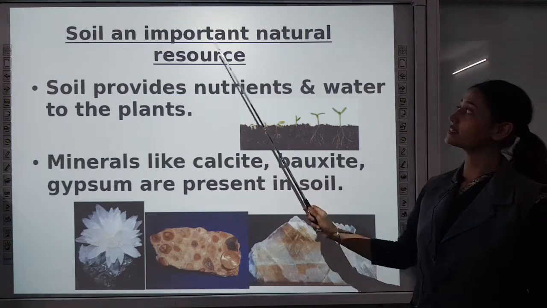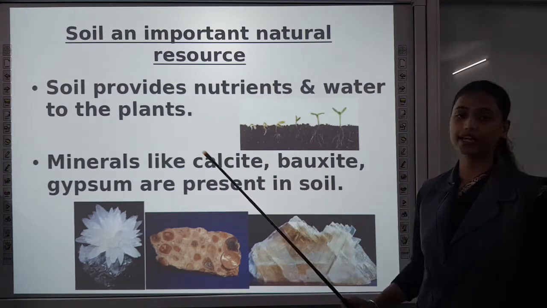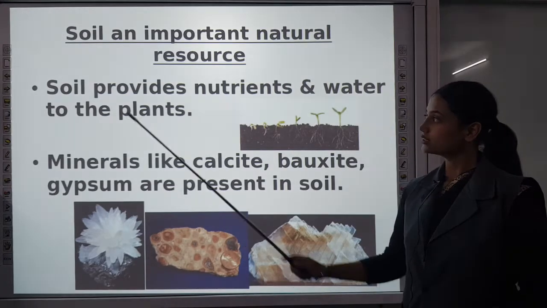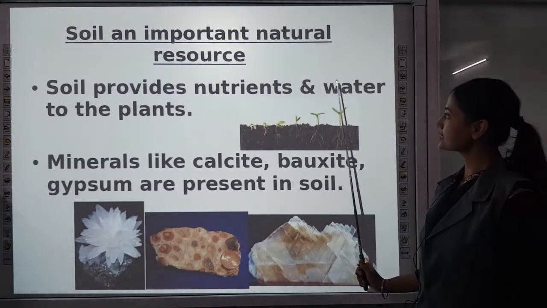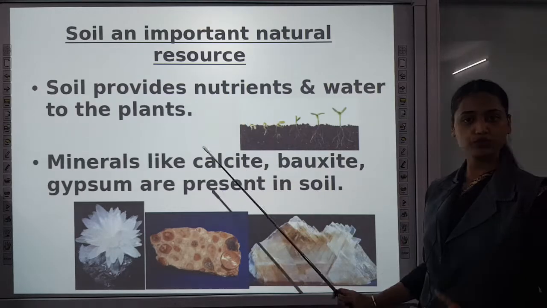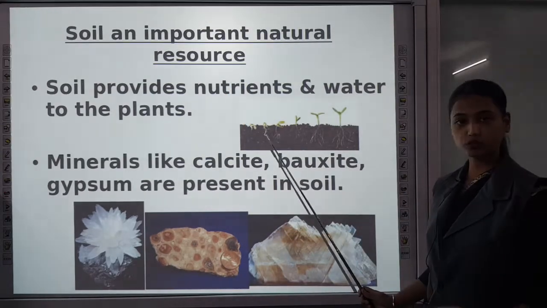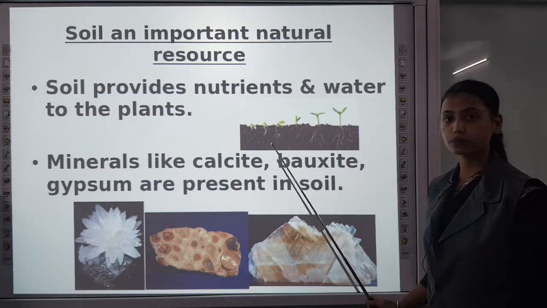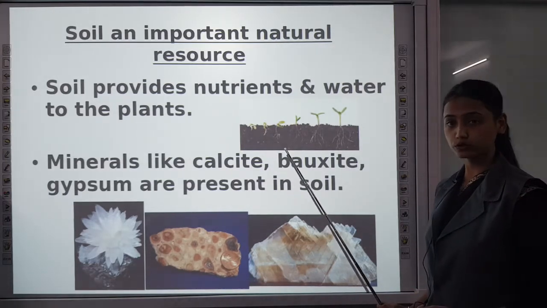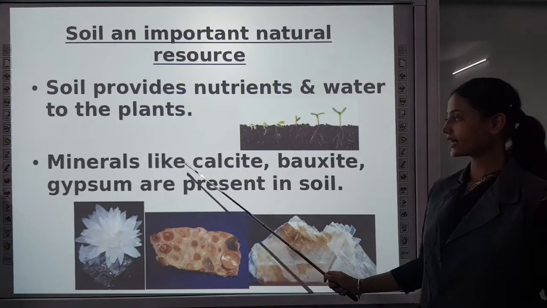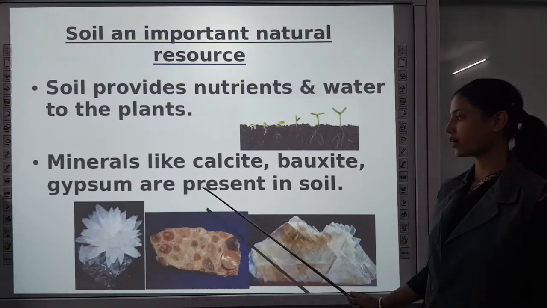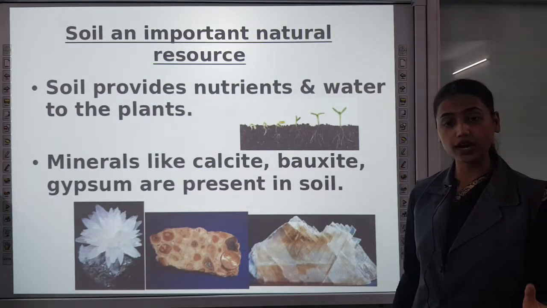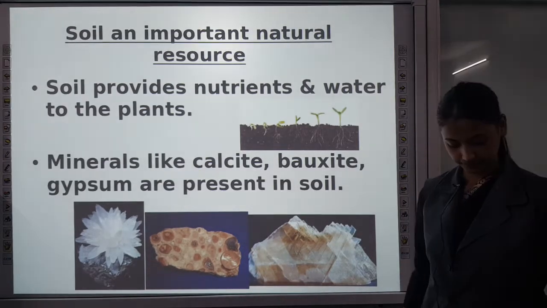Now how soil is an important natural resource. Natural resource means the things which we get from nature. Soil provides nutrients and water to the plants. Yes, we know that plants get their water and minerals from the soil, and soil also provides support to the plant. How? By holding their roots. Then minerals like calcite, bauxite, gypsum are present in soil. Not only these minerals, there are a lot of minerals which are available in soil.